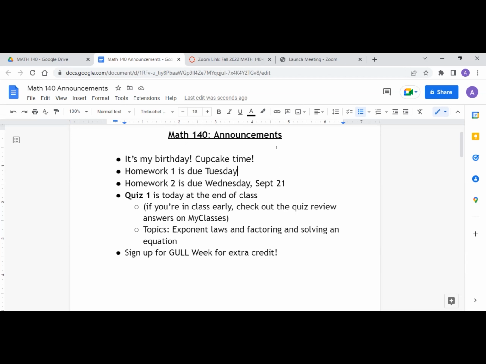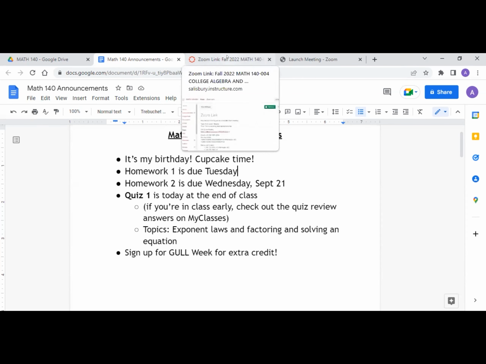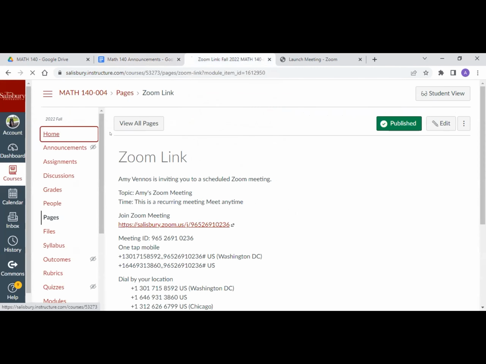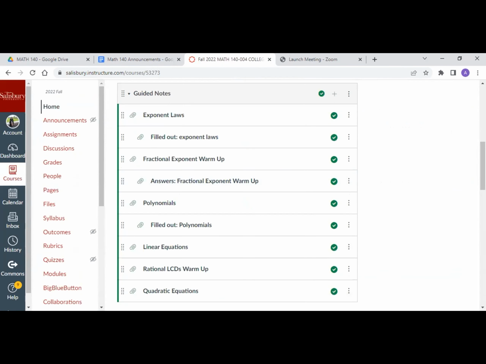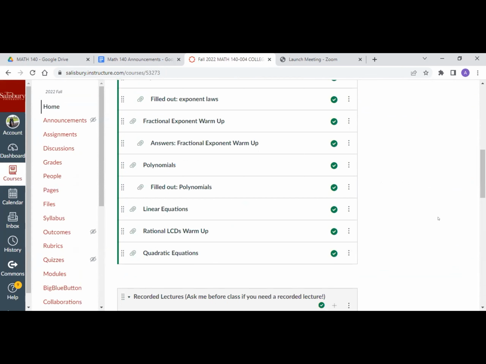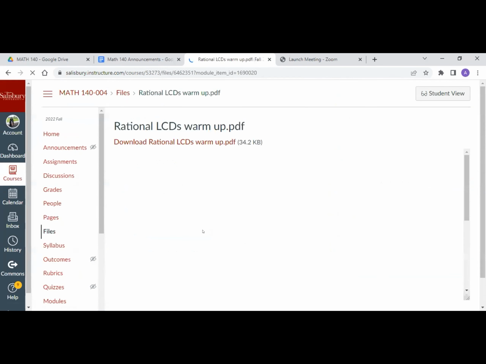To start with a warm-up. It's just to get your mind thinking. If you're on Zoom, you can see the warm-up by going to the home page, going down to the guided notes, and going to the rational LCDs warm-ups. That's where you can find it on my classes.